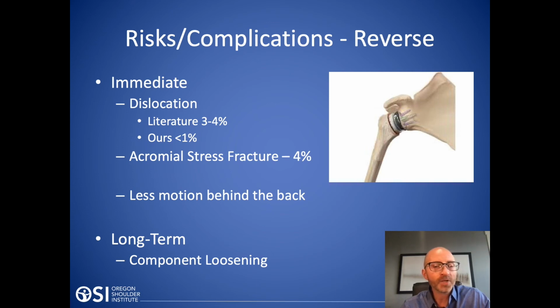We take a lot of steps to reduce this, and our risk of dislocation after shoulder replacement is less than 1%. Acromial stress fracture is a problem that does occur in people, and this is about 3 to 4% in the literature. Our rate is consistent with what's in the literature. What happens here is that the bone above the acromion undergoes stress. With the reverse shoulder replacement, you're actually lengthening the arm because you're bringing the arm down around that ball. So that puts some stress on the acromion bone.